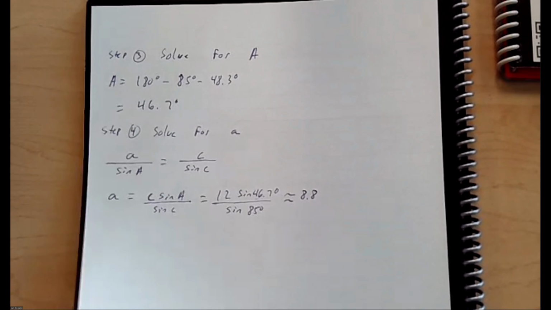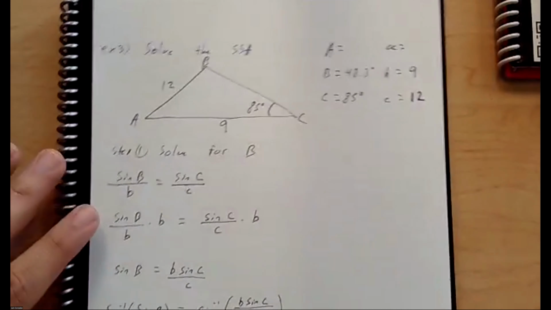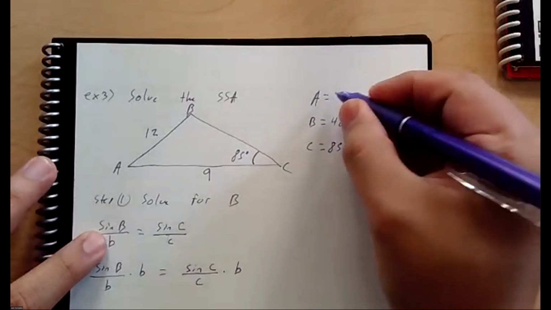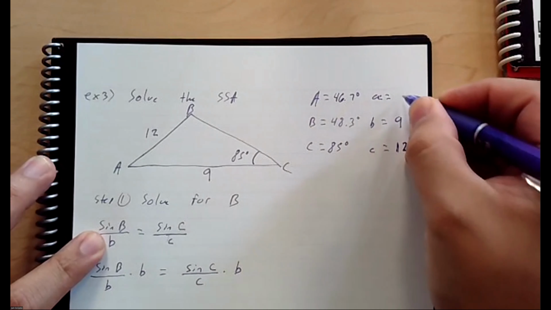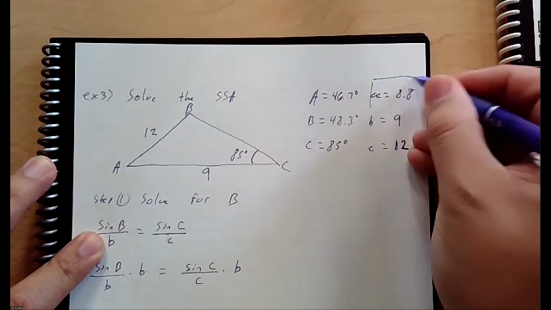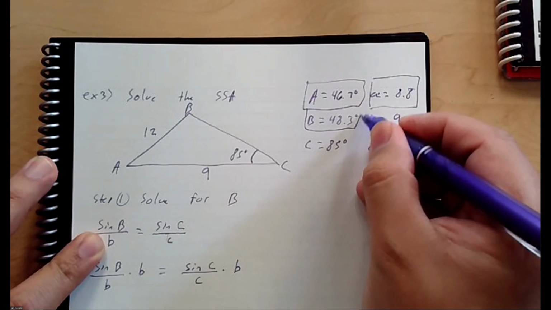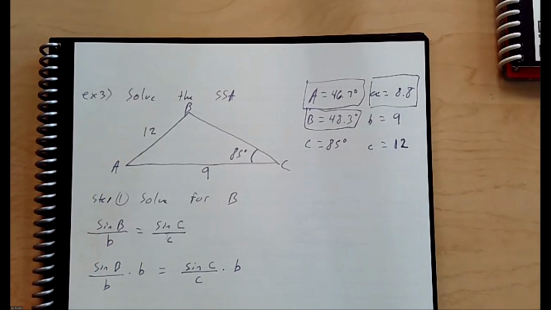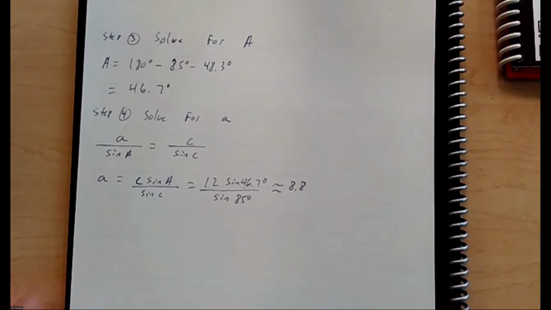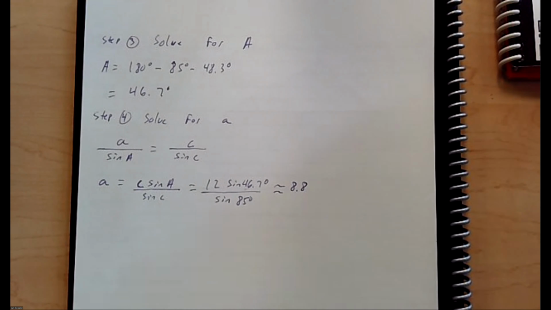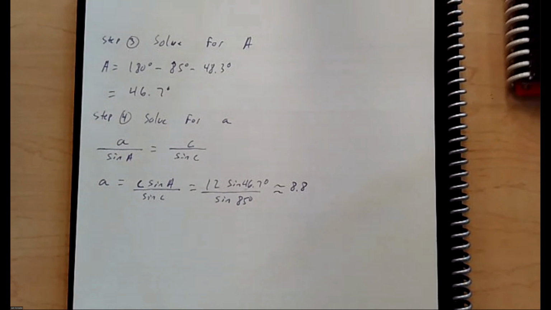All right, I'm gonna go write them down in the front. 8.8 and 46.7. So we solve for this one, this one, this one. Right. Okay. So now let's do the one that really sucks. Example 2. This one will have two triangles.